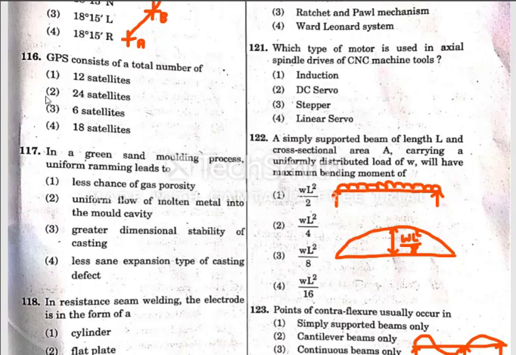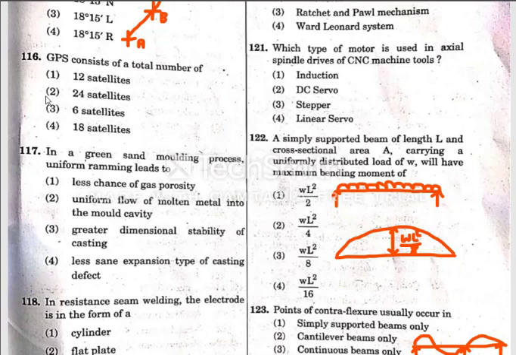So option 2, DC servo, is the correct answer for this question. And the next question: a simply supported beam of length L and cross-sectional area A carrying a uniformly distributed load of W per meter will have a maximum bending moment of.